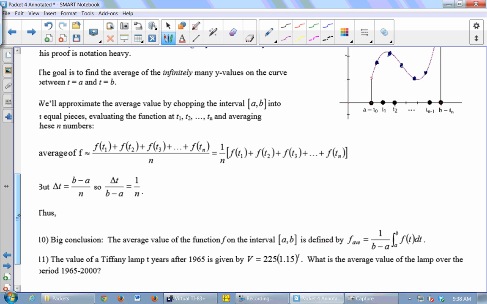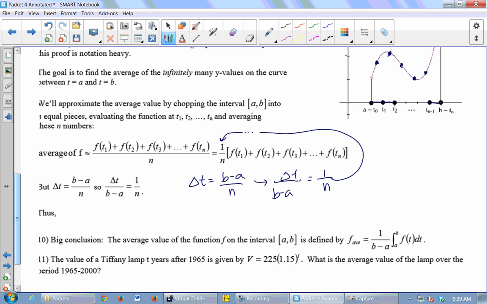Remember that delta t, which is just the width of each of these little intervals, is b minus a over n. So do a little manipulation with that. Delta t is b minus a over n. Just divide both sides of this equation by b minus a. On the right, you're left with 1 over n, and on the left, you have delta t over b minus a. So then I can replace 1 over n with delta t over b minus a.